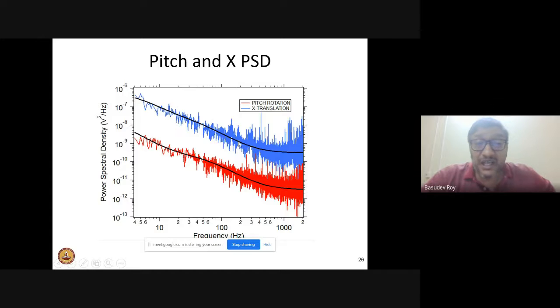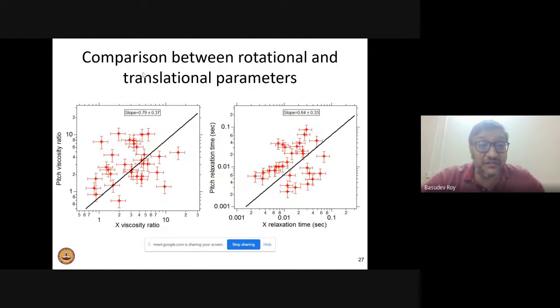The translation is in the blue and the rotation is here. So it's fitting well. I do not consider anything under 10 hertz because, as I said, it's the active region. It does not work very well under 10 hertz. And using that, I compared one with the other, the X viscosity ratio. This viscosity ratio is with respect to water.